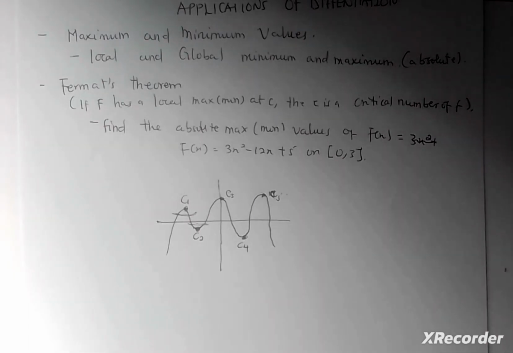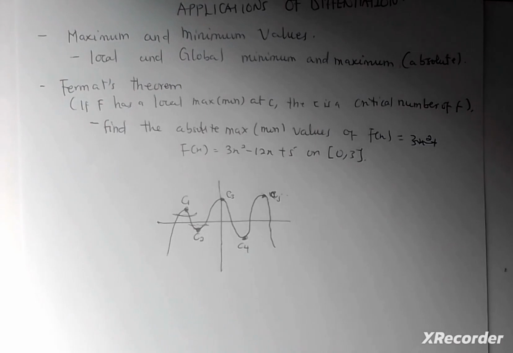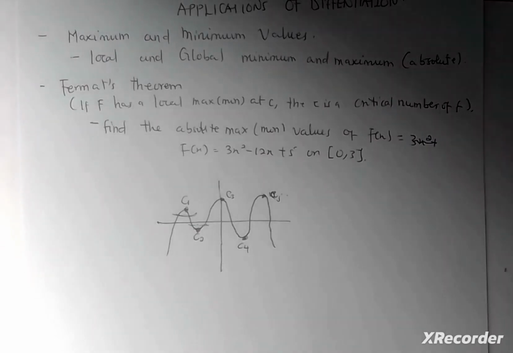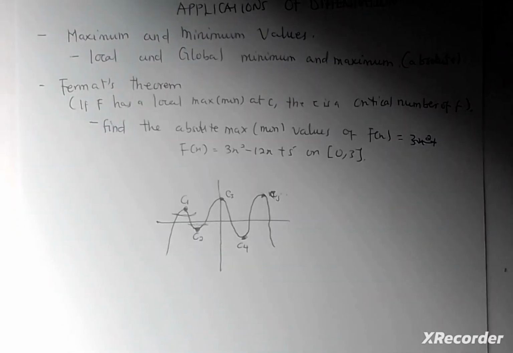What it's saying is, if f has a local maximum or minimum at a certain point, then that point is a critical point. Yes, it's true. A point can be a maximum or minimum provided that point is a stationary point or there is a turning point. So Fermat is just emphasizing the fact that if I have C1, C2, C3, which are my turning points, giving me the maximum and the minimum values, then that C is a critical point.